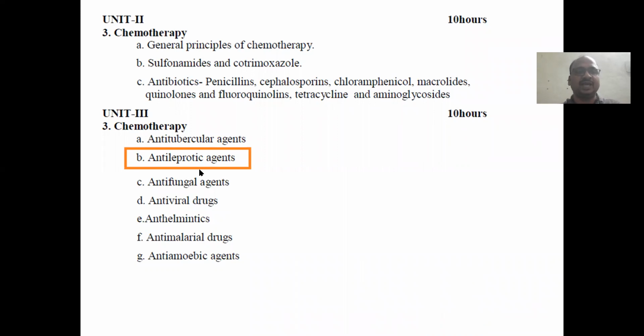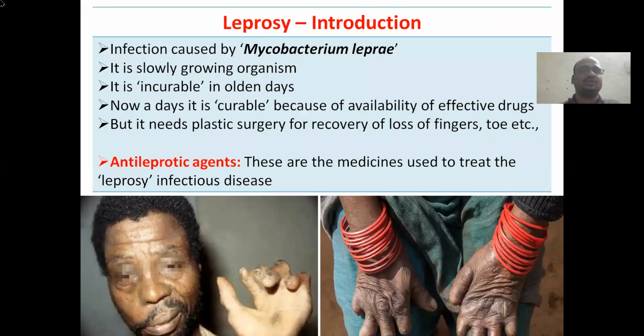Here you can find the anti-leprotic agents. Here you can see the definition: these are the medicines or drugs used to treat the leprosy infectious disease. You can see here the real picture of leprosy. This infection is caused by Mycobacterium leprae, like TB. This is somewhat similar to TB. TB is caused by Mycobacterium tuberculosis. Here it is almost the same family, only the name is a little different, Mycobacterium leprae. The disease name is changed.